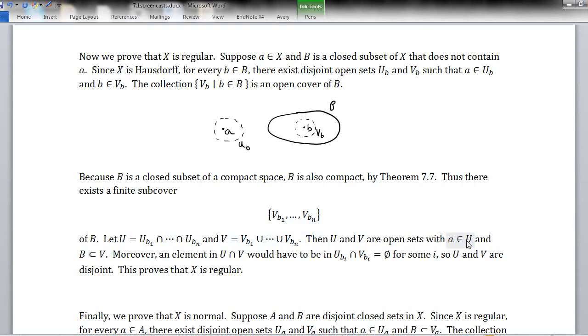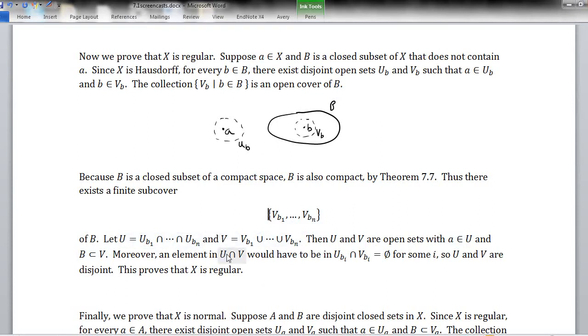All of the UBIs contain A, therefore their intersection does as well, so A is in U. And we just said that these VBIs form a cover of the set B, and so B is certainly in the union of them. B is in V. And it remains to show that these sets U and V are disjoint.